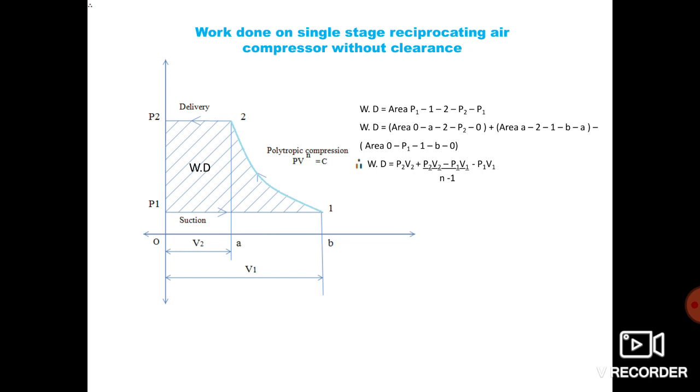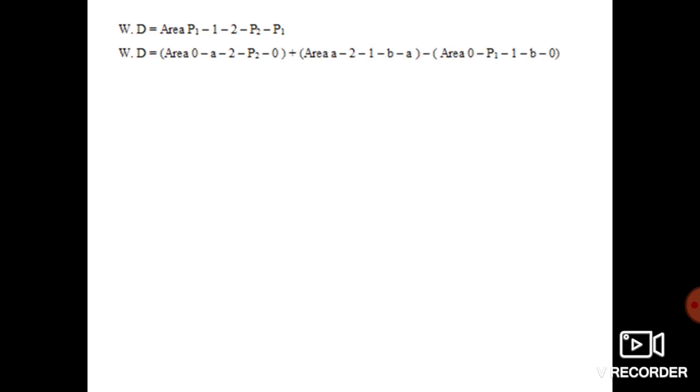Now we will use our basic concept to derive the final expression for the work required to drive the compressor. Just now we have seen the hatched areas, and in order to get that hatched area we have considered the bigger rectangle, the area under the curve for the process 1 to 2, minus the smaller rectangle. So this is the work done which we have got.